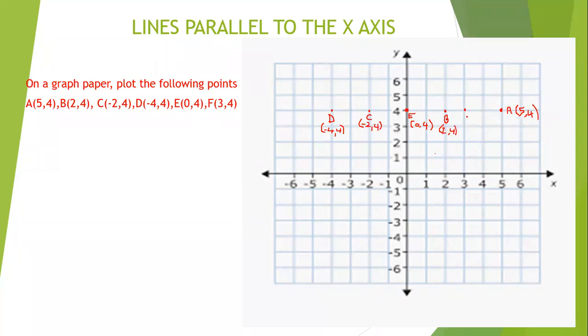And this is our point F. And it is (3, 4). Now, what can you notice about all these points? All the points are on the same line. Let me draw the line also.